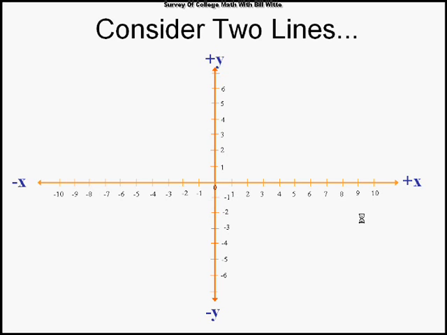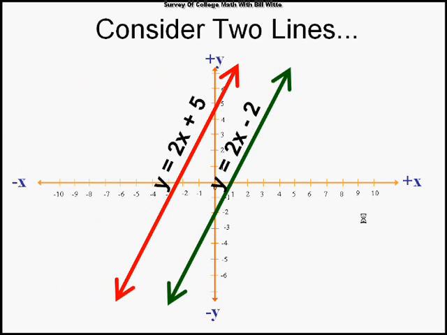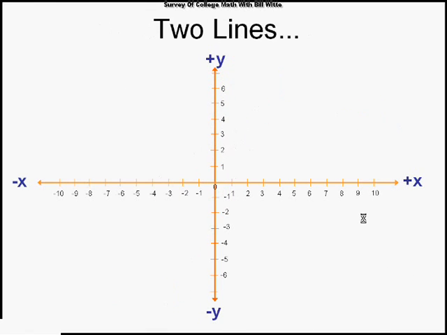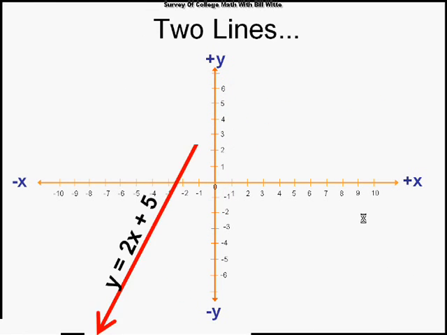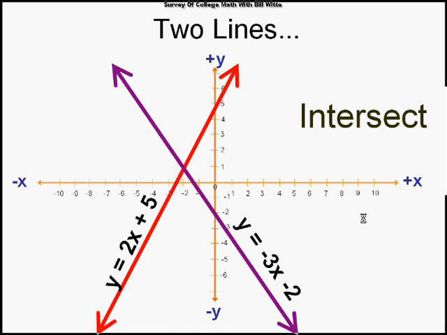Now, let's talk about working with two lines at the same time. If we look at two lines at the same time, really two types of things can happen. One is that they can be parallel. Or, if they're not parallel, they intersect, meaning they touch. That's going to be of great use to us because we're going to like the ones that touch.